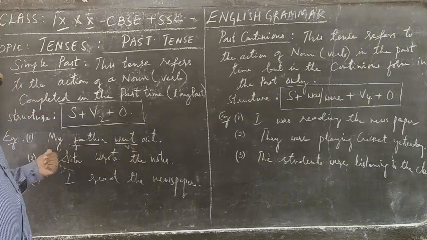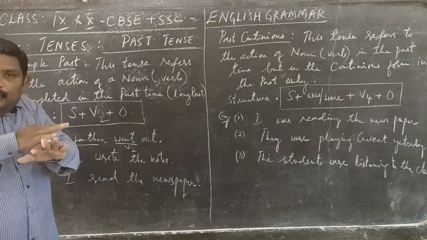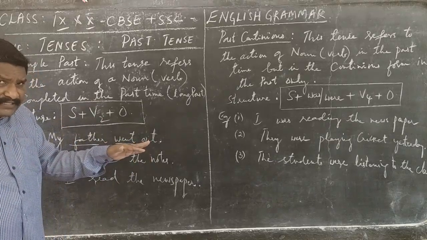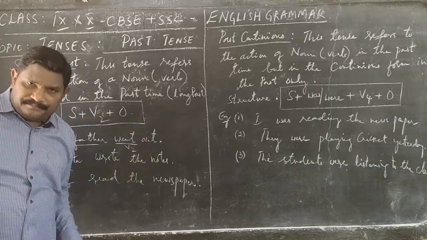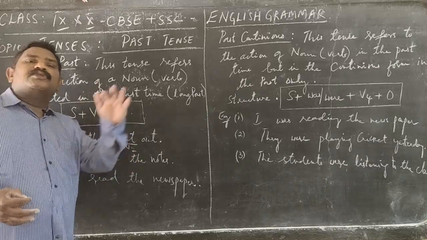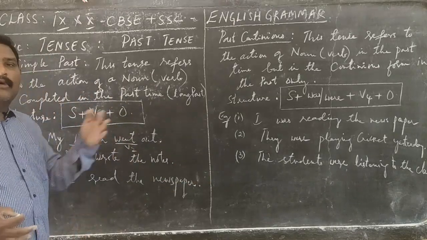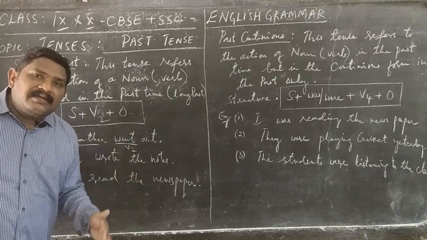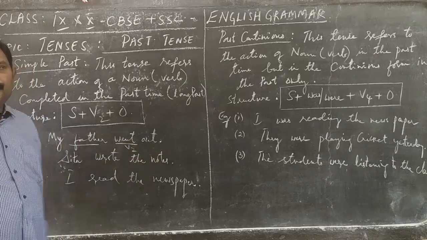So my father went out. When he went out, there is no specific time, but he went out. What is the time? Past time. What time does it refer to? It refers to the past time. So when, 1 hour back, 2 hours back, 1 day back, we don't know. My father went out. The sentence is only that much. Okay?